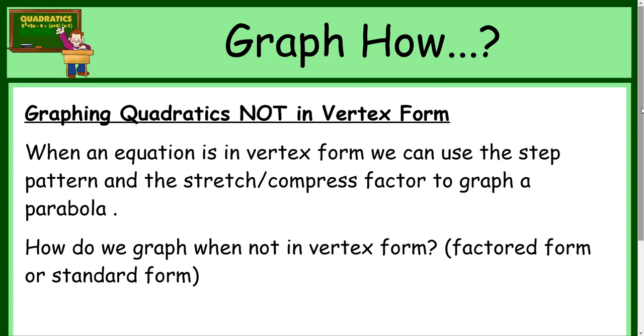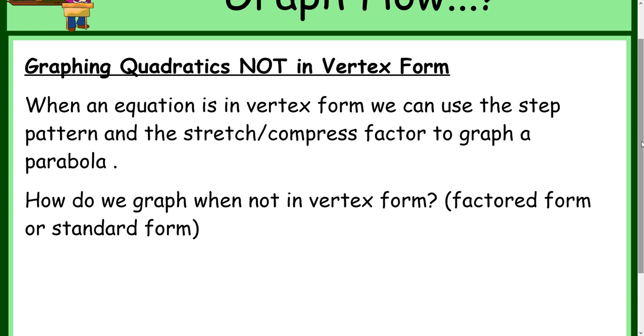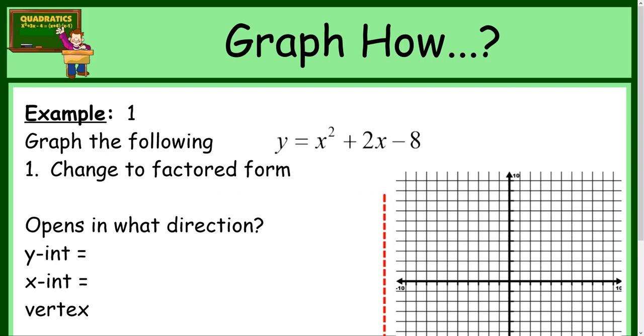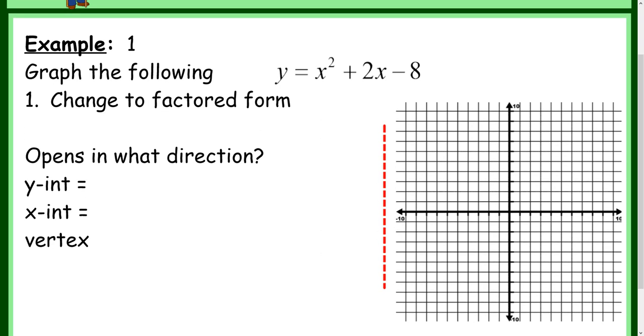All right. Now, like I said, when we were graphing an equation in vertex form, we would use the step method. That's the most common way of doing things, or the easiest way of doing things. Now we're going to look at graphing when it's not in vertex form, when it's in factored form or standard form. So when the equation is in standard form and you have to graph it, my first suggestion is that you put it into factored form, and that way you can identify some key pieces of information.